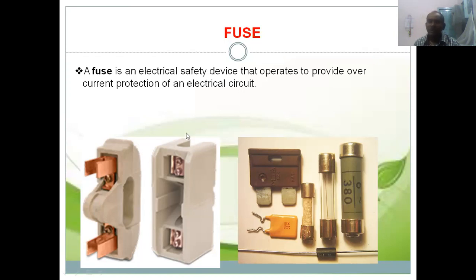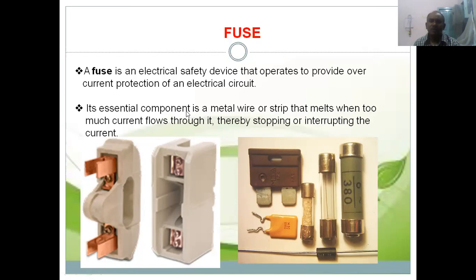In the olden days we used this type of fuse. Nowadays, instead of these KitKat fuses, we are using MCBs, the MCB family. Let us see that later. Now you can see the fuse. Its essential component is a metal wire. You can see that this is a metal wire, maybe of 1 ampere, 2 amperes, a specified current capacity, placed inside the glass.